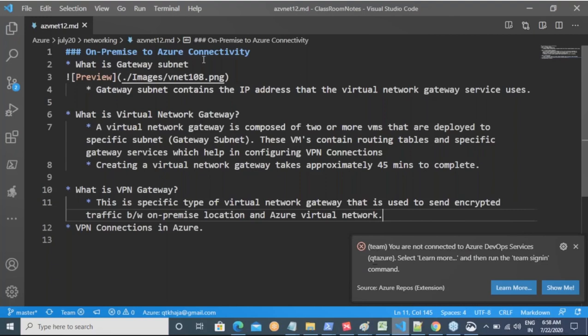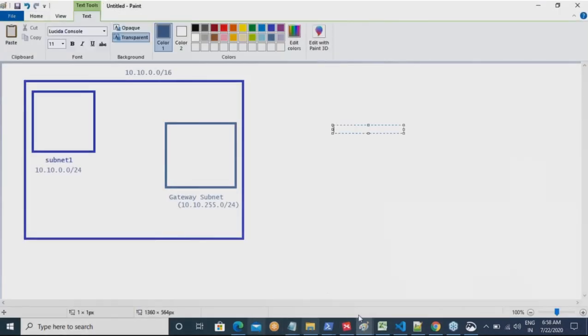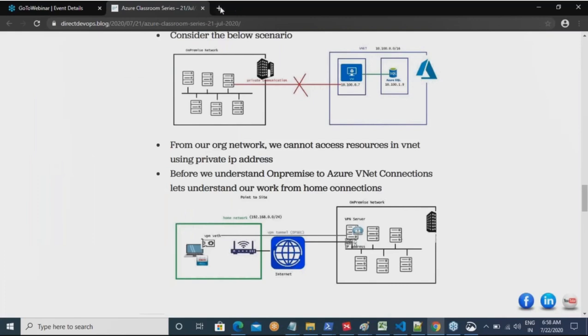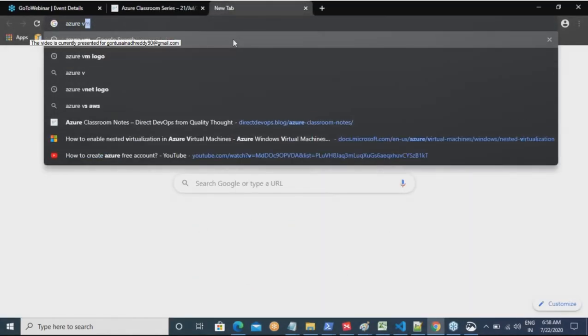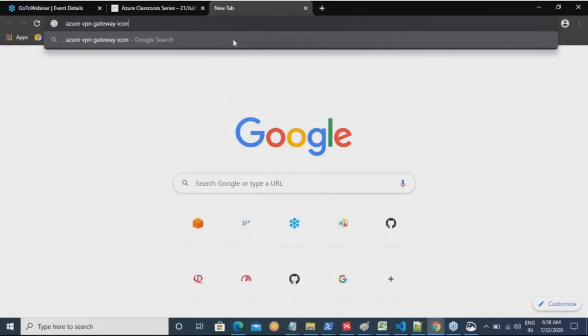Okay. So now gateway subnet. Gateway subnet will have virtual network gateways, and VPN gateway is one kind of virtual network gateway which helps you in connecting your on-premises to your Azure. Now let me go back to this image. Sorry. Okay. So in this, what I would have is Azure VPN gateway icon.